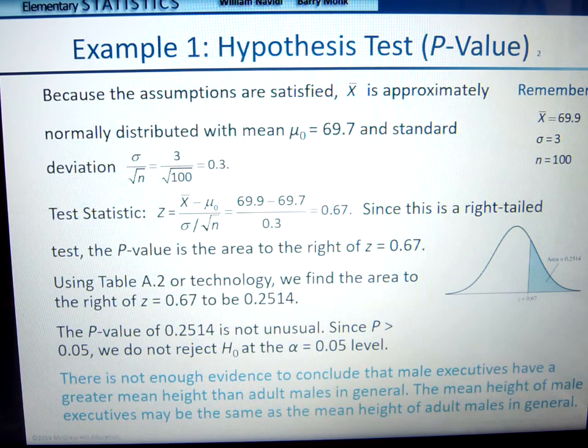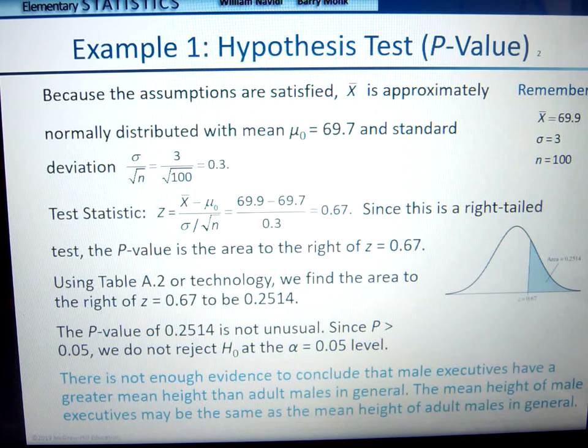So the p-value is the area to the right of z equals 0.67. Using the table or technology, we find that the area to the right of that would be 0.2514. So it's not unusual. It's not smaller than 0.05. So since it is bigger than that, we do not reject the null hypothesis at the 0.05 level.